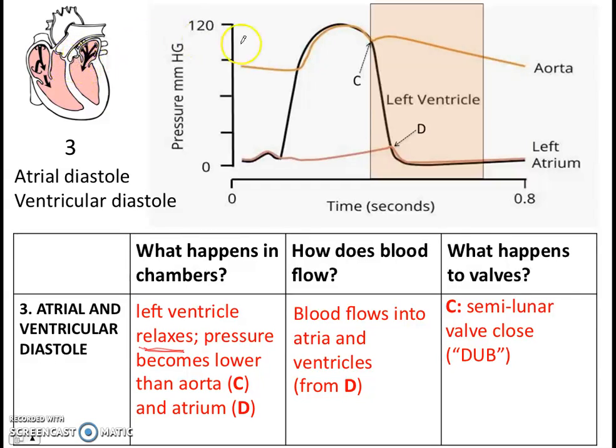But because of the valve, even though the pressure in the left ventricle is lower, blood will still keep flowing into the aorta and doesn't flow back into the left ventricle. And at point D, when the left ventricle pressure drops below the left atrium pressure, so the left atrium pressure becomes higher, that's where the bicuspid valve will open again and blood will flow from the left atrium into the left ventricle.